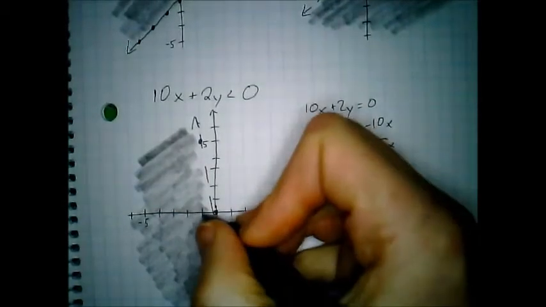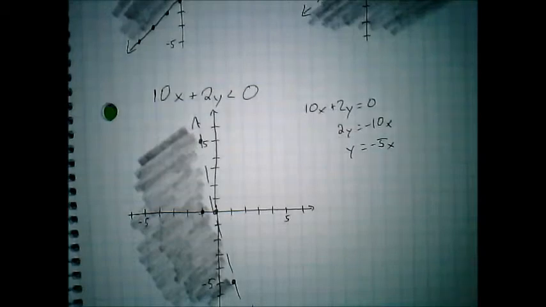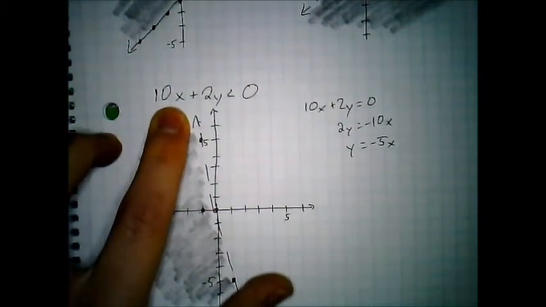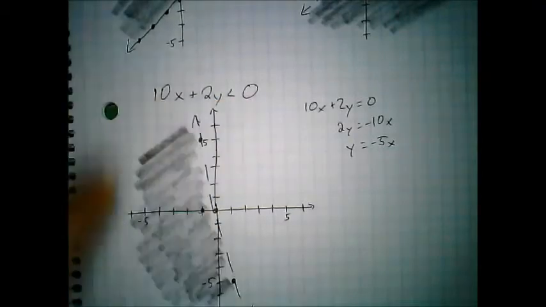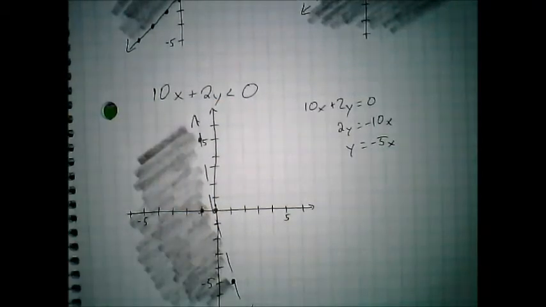Okay, to verify, let's pick the point 0, negative 1. 10 times 0 is 0. 2 times negative 1 is negative 2. 0 plus negative 2 is negative 2. Negative 2 is, of course, less than 0, so that just verified our solution.